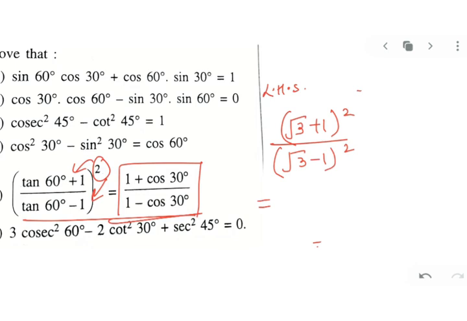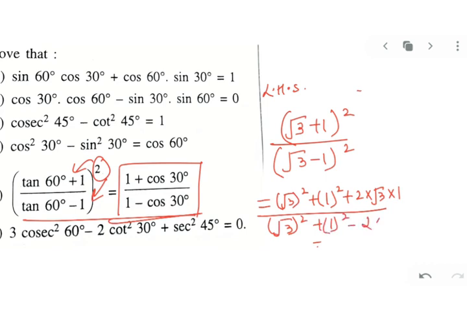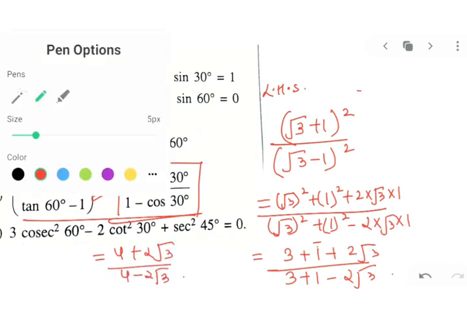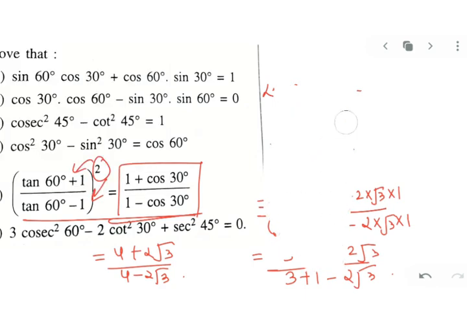Root 3 plus 1. Yes, you have to open it by applying the identity. So it will be first term square plus 1 square plus 2 into first term into second term upon, here also, first term square plus 1 square minus 2 into first term into last term. So that will be 3 plus 1 plus 2 root 3 upon 3 plus 1 minus 2 root 3. So that will be 4 plus 2 root 3 upon 4 minus 2 root 3. Yes, my dear kids, you can take something common if possible. I'll erase this part.